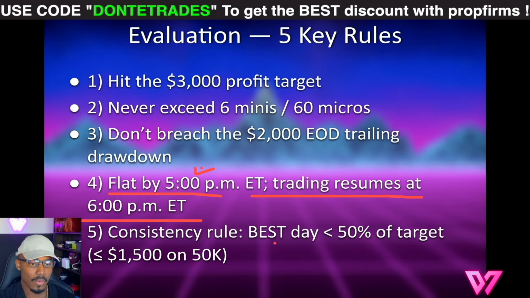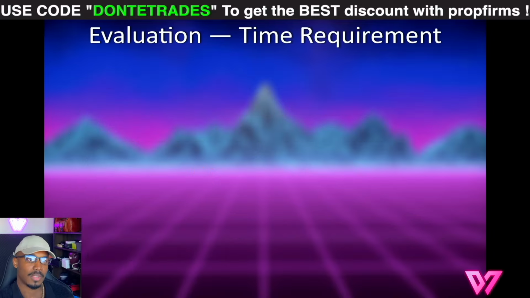And the consistency rule is 50% in the eval, right? So your best day can't be over $1,500 because the profit target is $3,000. You don't want your best day to be over $1,500 for the evals, because again, 50% of $3,000 is $1,500. So a 50% consistency rule, that's totally doable. Not bad, right? But just be aware of that. You can't pass it all in one trade like you can with some other prop firms. So just be aware of that.